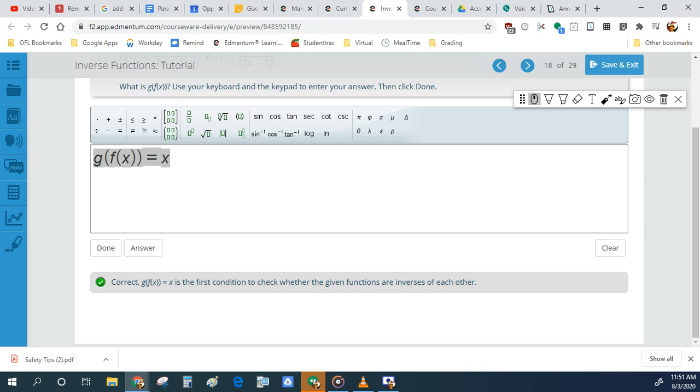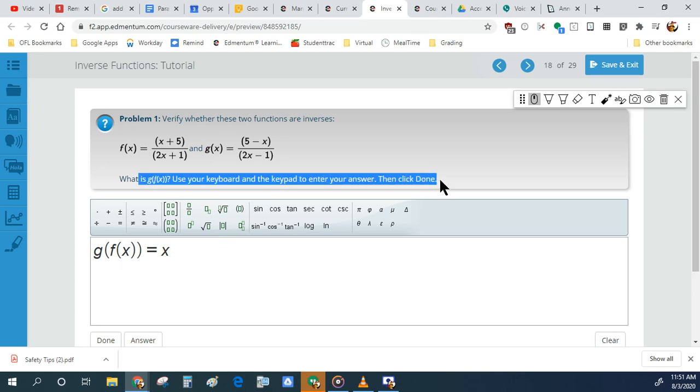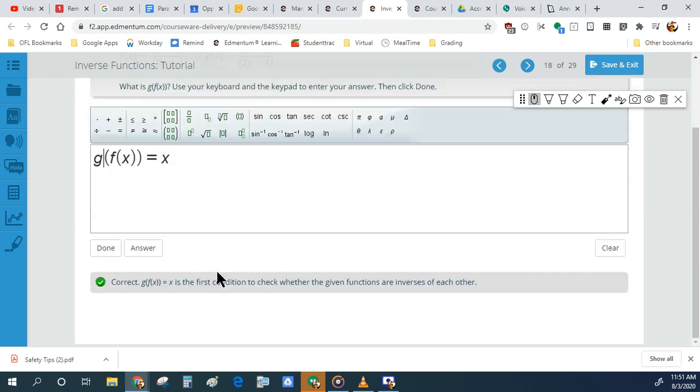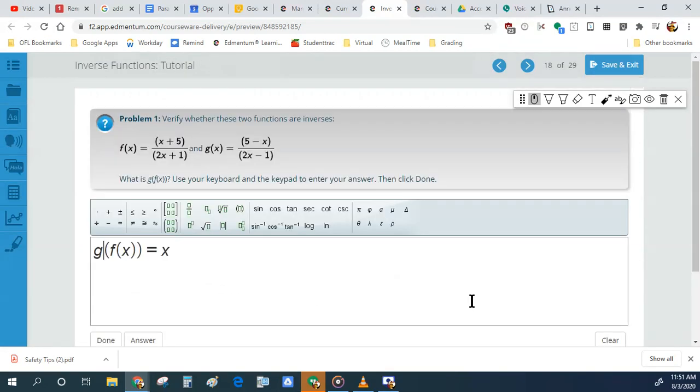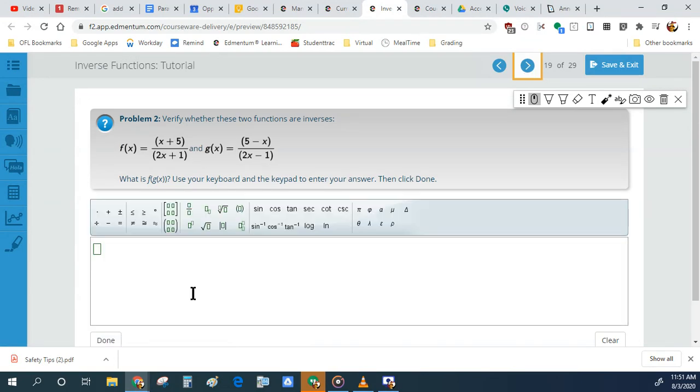Okay. That's fine, guys. So I did show you guys all that work, but apparently Edmentum is cool with you guys just doing g of f of x equals x. That's all it wants. I guess it didn't care if you showed all your work or not. It literally just wanted this verification, and that's enough to say that's fine. So moving on, but you would have to also understand how to do that.